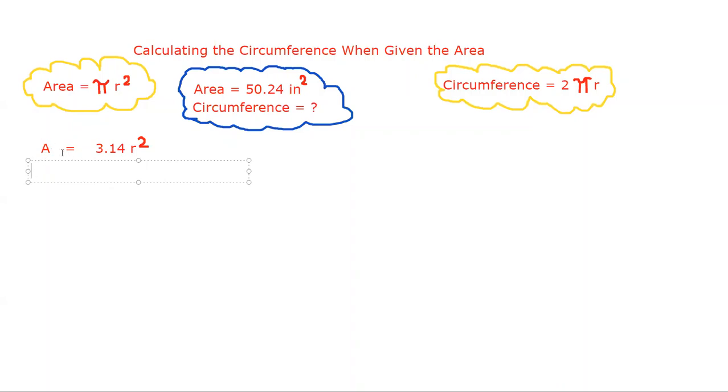And then we start to fill in. Do we know the value of our area? It's right here, 50 and 24/100 equals pi, which is 3.14, and then times r, that's our radius. That is an unknown. I'm going to put it back, squared. From here, we need to get our r alone. So we're going to be working backwards.